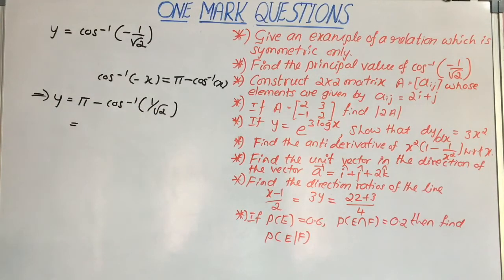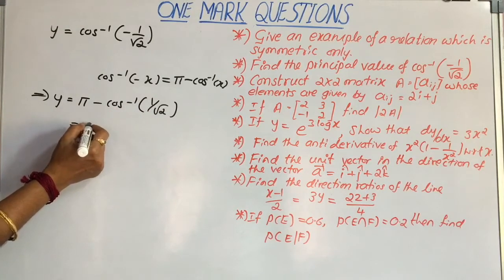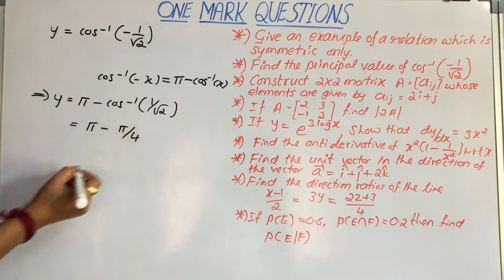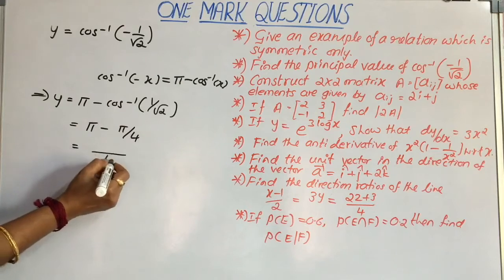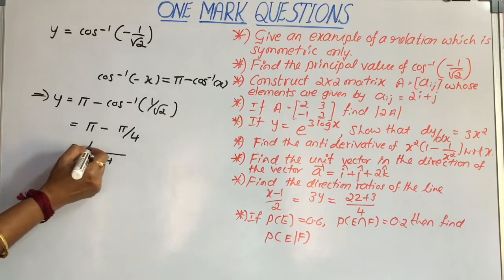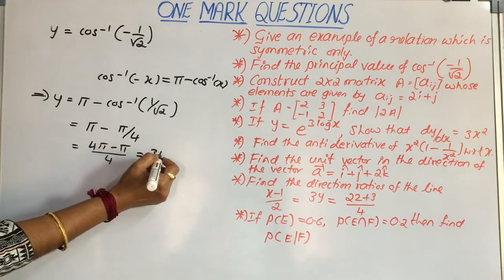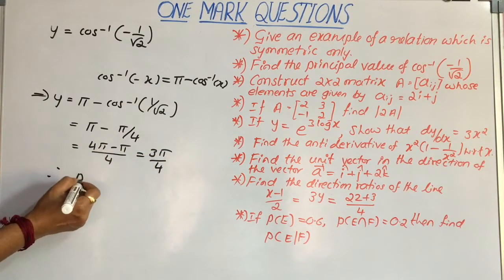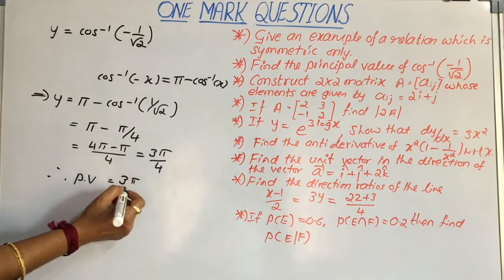And we know that cos pi by 4 is 1 by root 2. Therefore, this is pi minus pi by 4. Therefore, if we take 4 as the LCM, this becomes 4 pi minus pi, that is 3 pi by 4. Therefore, the required principal value is equal to 3 pi by 4.